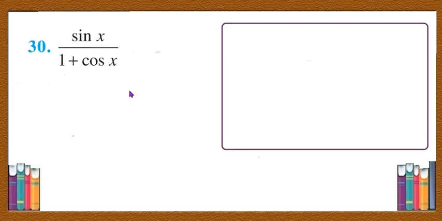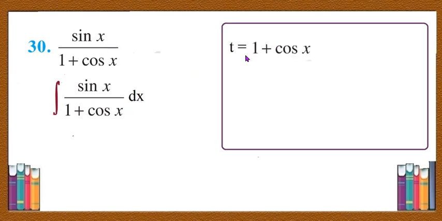Next one, you have to evaluate the integral of sin x divided by 1 plus cos x. That is integration of sin x divided by 1 plus cos x dx. And you can observe the derivative of 1 plus cos x. Derivative of 1 is 0. Derivative of cos x is minus sin x. That's why you have to make the substitution. t is equal to 1 plus cos x, dt by dx equal to minus sin x, and that's why sin x into dx is equal to minus dt.